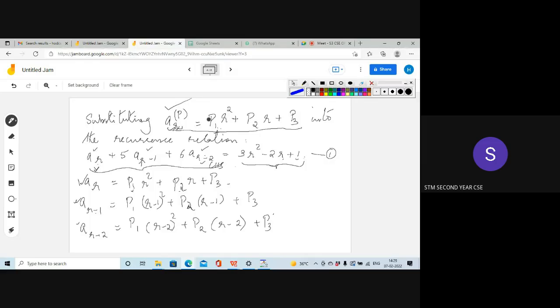If you are asked to find the homogeneous solution, you have to equate this right hand side to 0 and find the homogeneous solution. Here you are asked to find only this particular solution corresponding to the RHS. So this is the procedure to find the particular solution. Since it is a polynomial, your particular solution a_r of p will be a polynomial of the same degree, and you have to put constants along with those terms, P1 r square plus P2 r plus P3, and solve for P1, P2 and P3. So this is one problem related to the second case.